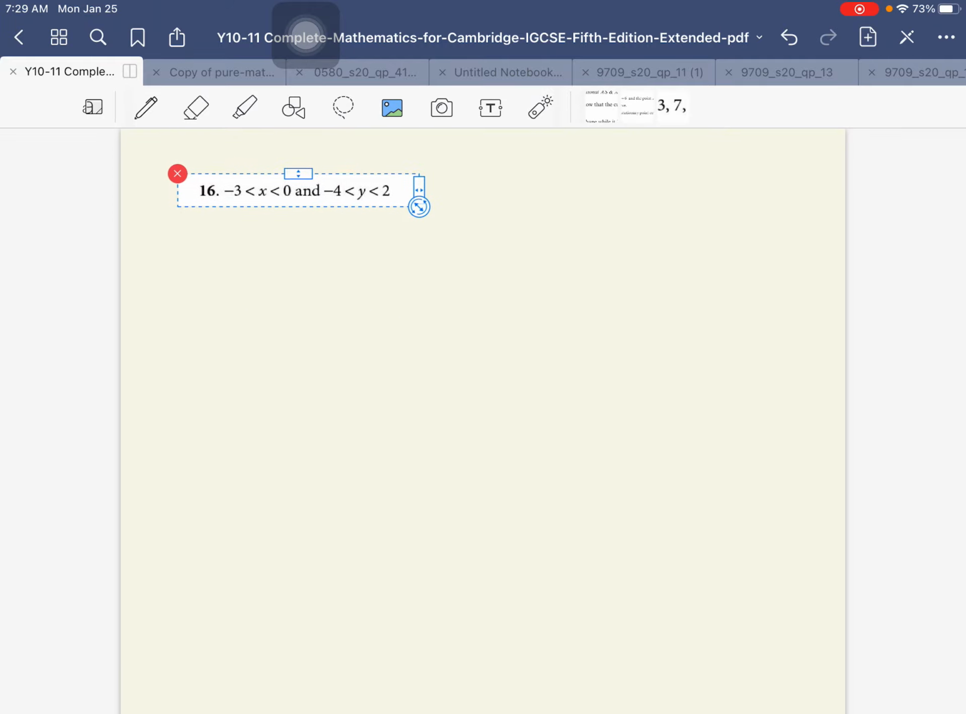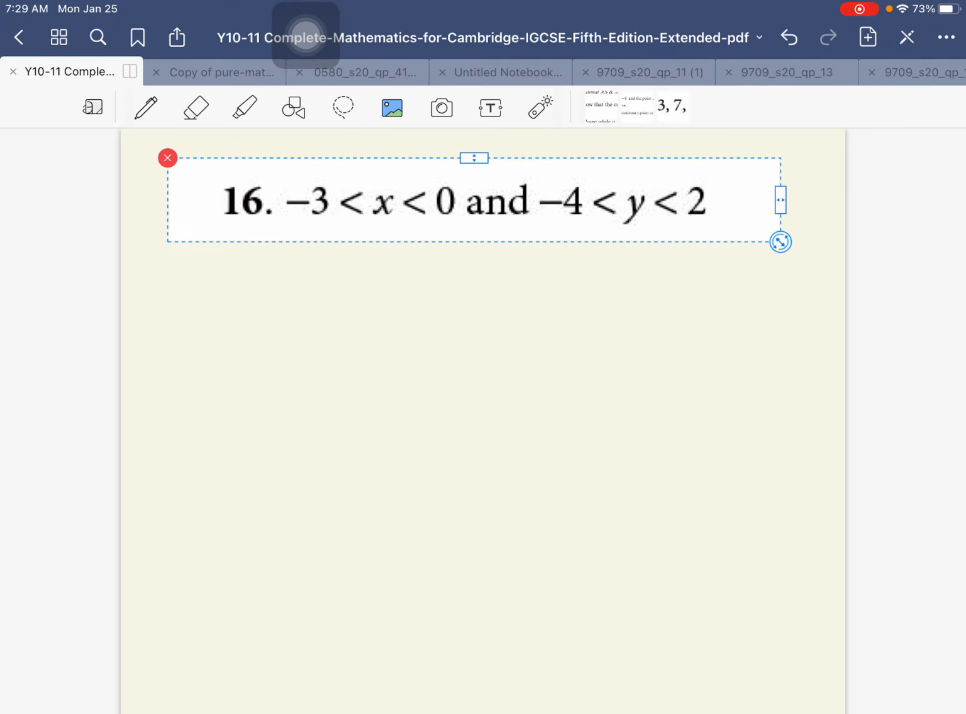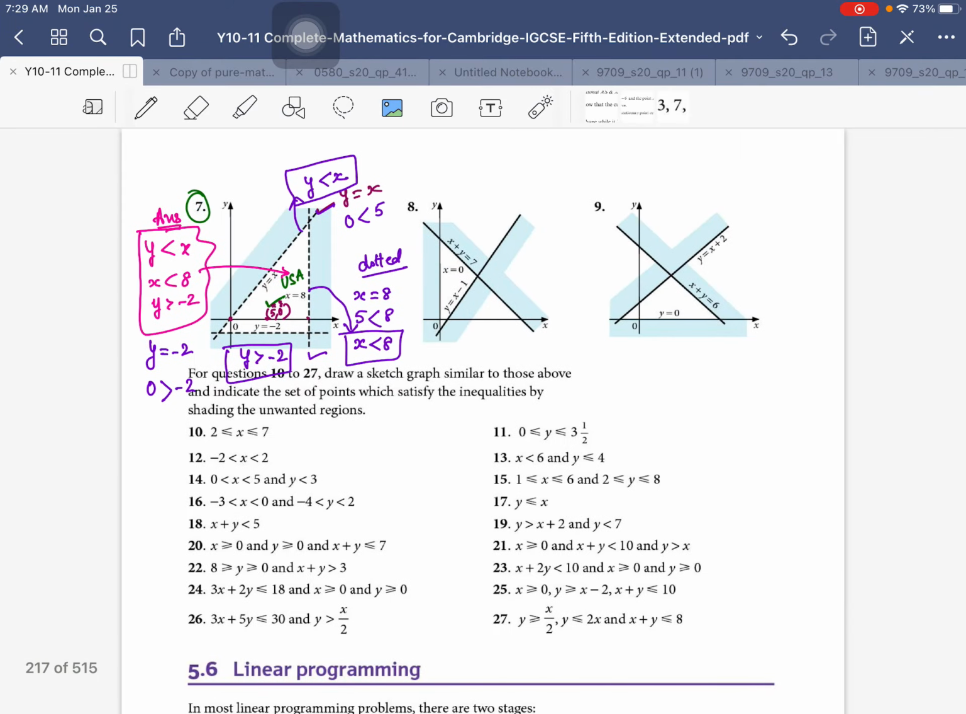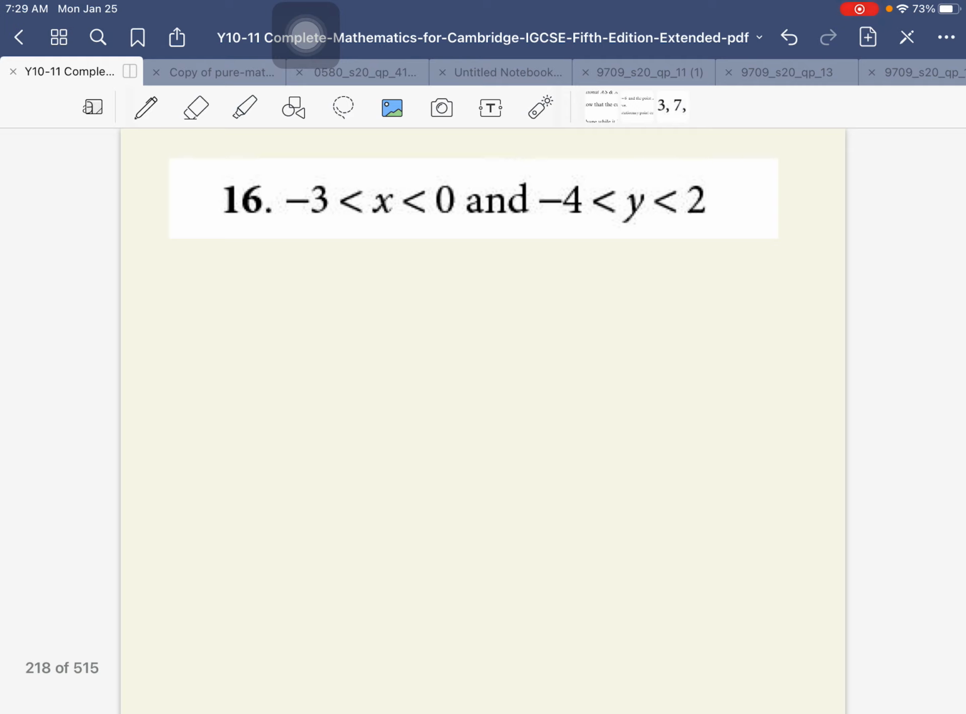Okay, so the question is, draw a sketch graph similar to those above and indicate a set of points which satisfy the inequalities by shading the unwanted region. So we have to shade the unwanted region, leaving the wanted region unshaded. That's the question. We need to draw these inequalities first.